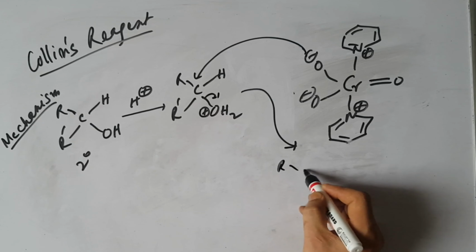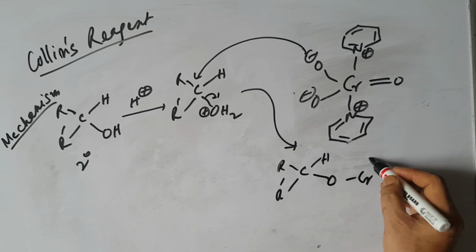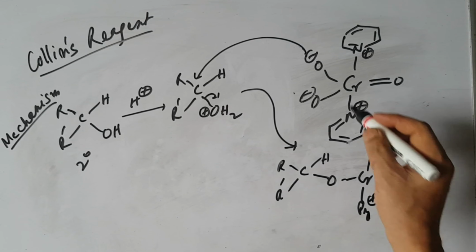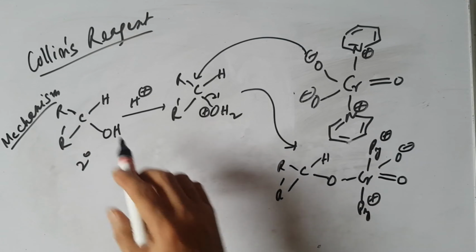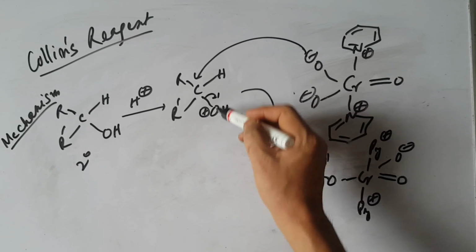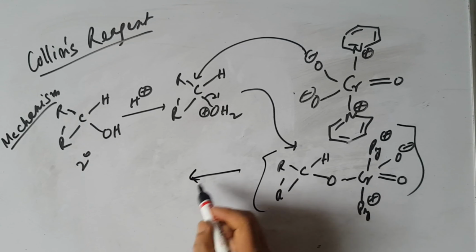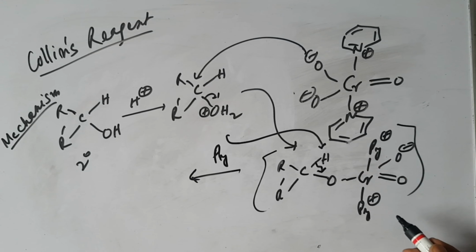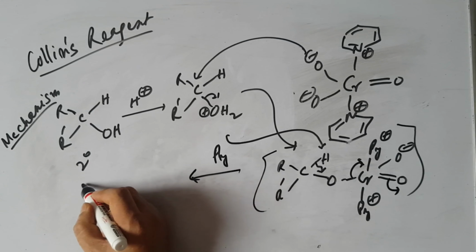So you can have this intermediate, R, C, R prime, with the chromium ester, pyridinium positive charge, another pyridinium positive charge, then O negative here and double bond O here. So this complex is formed. I'm repeating again: this is the secondary alcohol; in the presence of acid, proton attack, then attacked by the Collins reagent, water is lost, so we got a complex intermediate. Then pyridine, a base, attacks here and picks up the proton, so you get the carbonyl group.